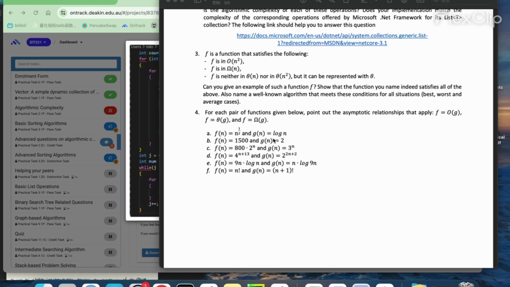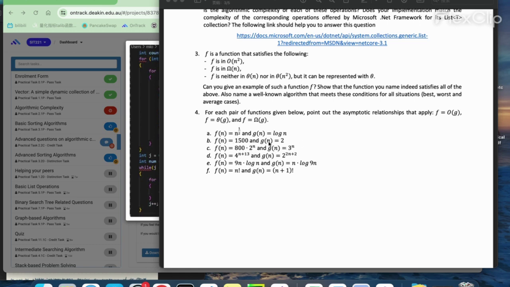Okay, C. Both of them are exponential growth, with the constant 800 in f(n) and a different constant in g(n). But as we know, constants don't affect much, so it doesn't matter. So we need to compare the bases 2 and 3. Because they have the same power but different bases, the smaller base is slower, so g(n) is faster than f(n).